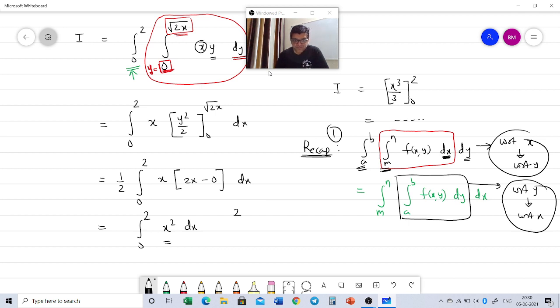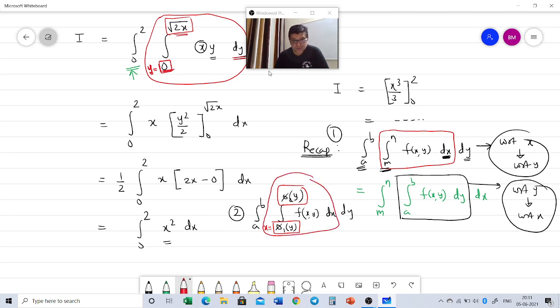The important point number 2 was, when inner limits are functions of y, then order is fixed. Why? Because if inner limits are functions of y, then those are limits of x. So you have to first integrate with respect to x, followed by integration with respect to y. Here you do not have this luxury of switching over the order, right?